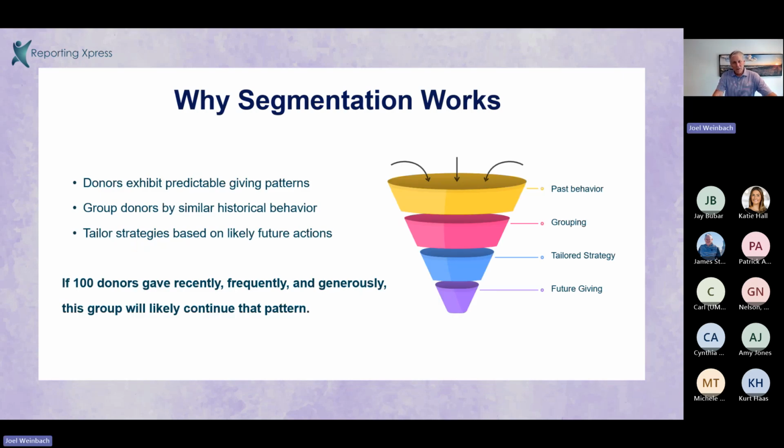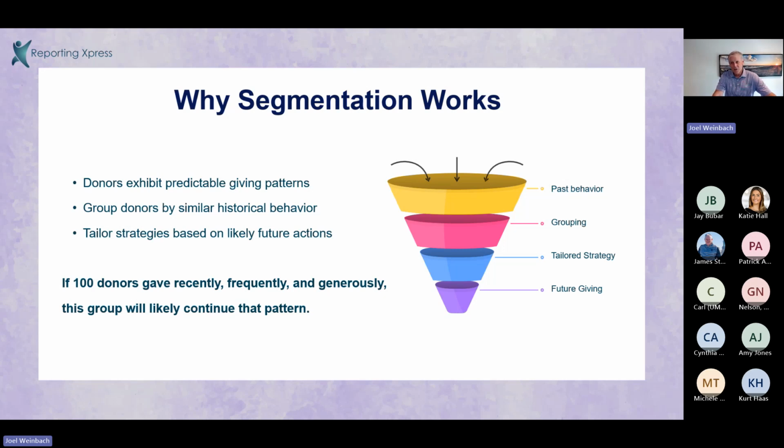Why does this work? Well, historically, it's been proven to work, first of all. This is a science that goes back 5 or 6 decades. Donors will exhibit predictable behavior patterns. You can't predict what an individual donor will do because they're all different and they all have different factors that impact their desire and ability to give.